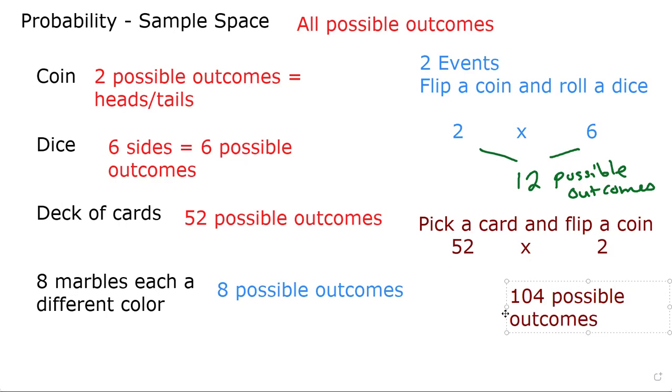All right, so I think you got the idea. You just multiply them. You could write them all out if you wanted to, but multiplying them is the easiest way to figure out the outcomes of events like this.